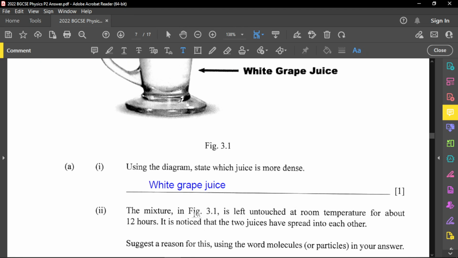Part 2. The mixture in figure 3.1 is left untouched at room temperature for about 12 hours. It is noticed that the two juices have spread into each other.